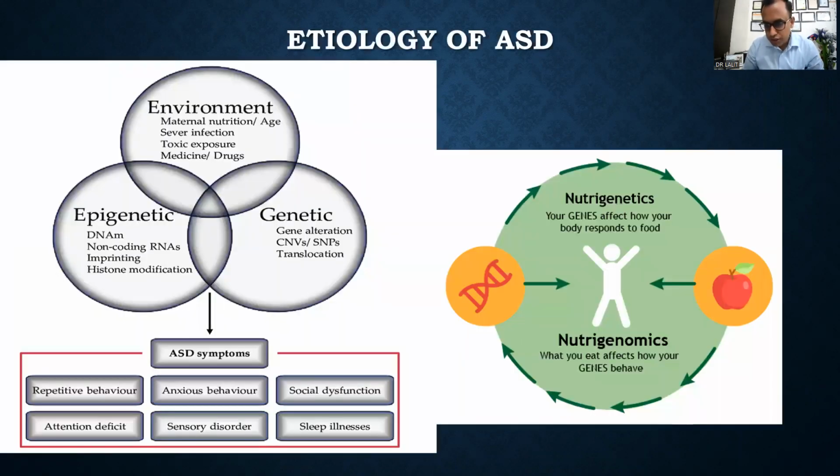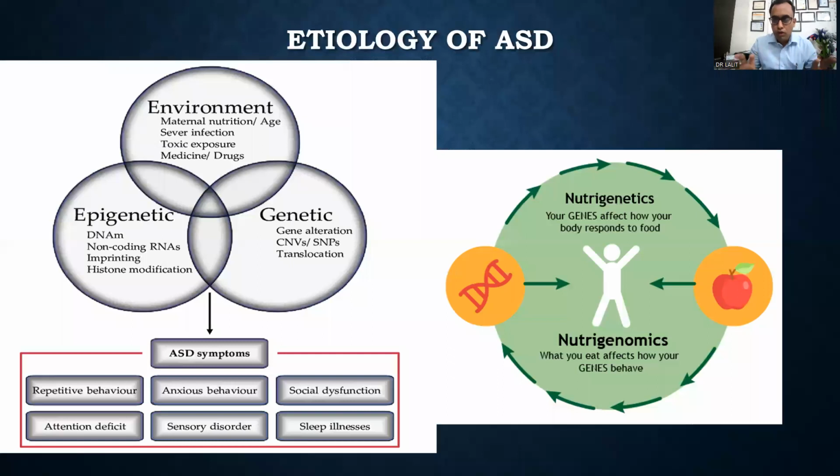Now, before going into the investigations, we should know the etiology of ASD. A lot of debates have been going around, and after so much research, nowadays we talk about what is known as epigenetics. Broadly, the etiology of ASD has been classified into environment, epigenetics, genetics, and the fourth most important thing which is now coming, nutrigenetics and nutrigenomics: the way our food influences the expression of genes and how our genes are influenced by the diet we take. Both are vice versa. We can't do much about genetics, but we can do a lot about environment, and partly about epigenetics.